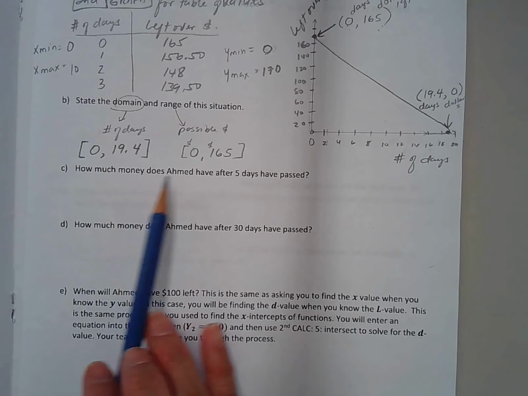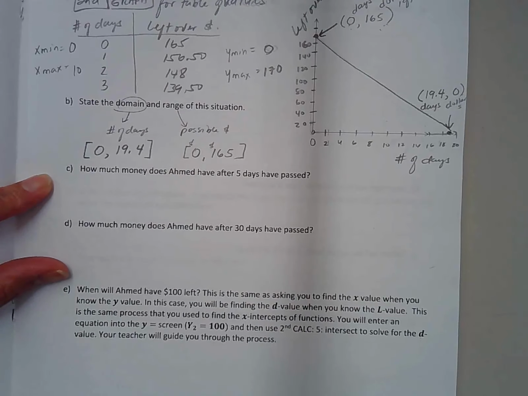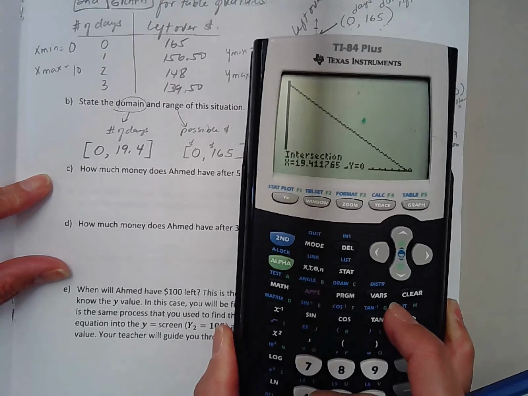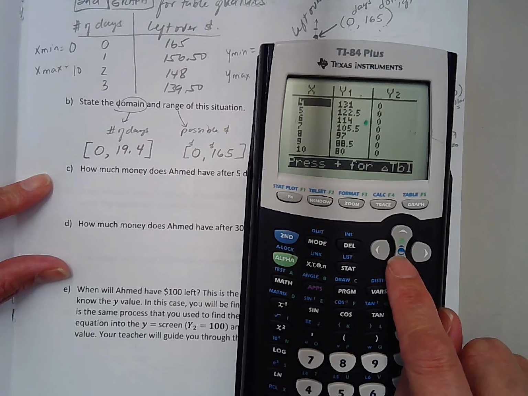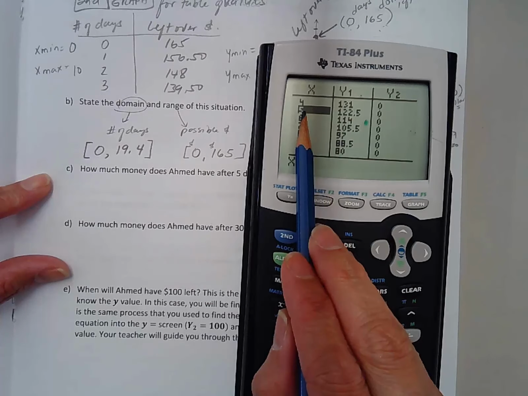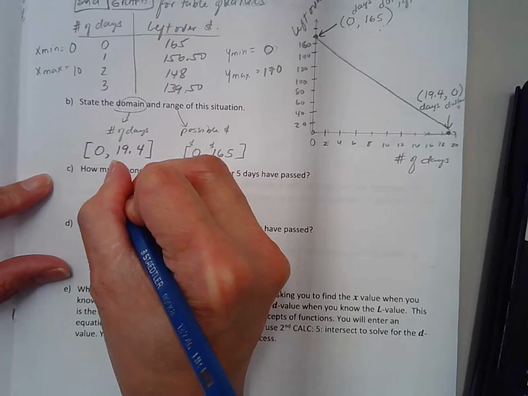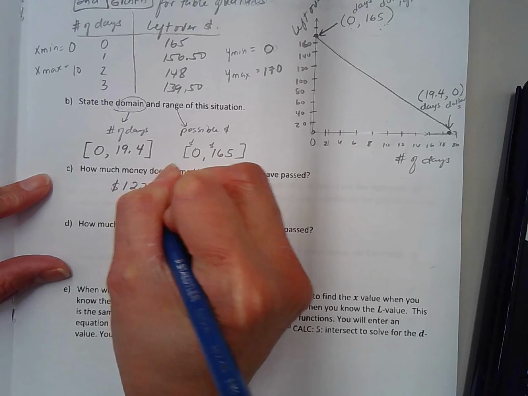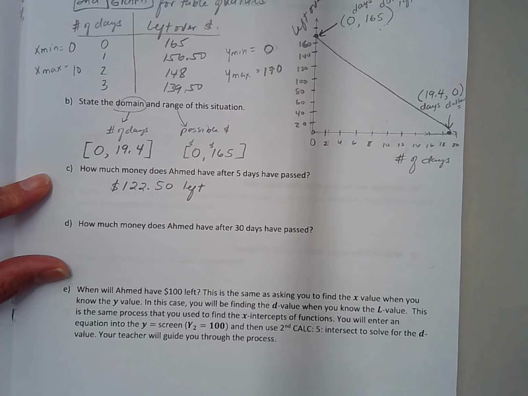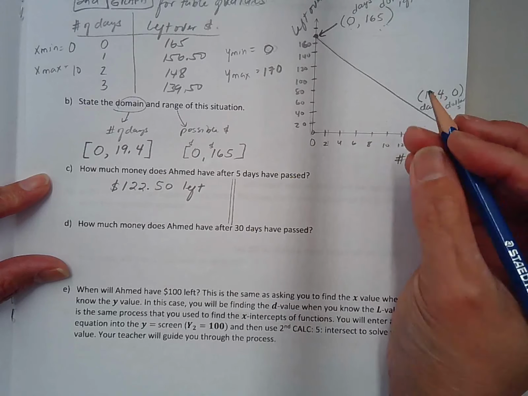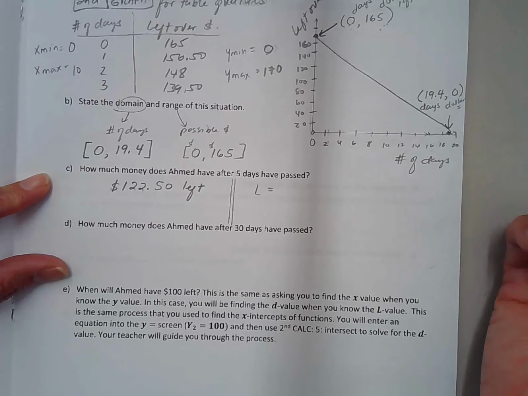How much money does he have after 5 days had passed? So how can we figure that out? Yeah, you could do the second function table, right? And you can go down the arrow, and then you can see here, at 5 days, he's going to have $122.50 left. Could we also do 165 minus 8.5 times 5? Yeah, absolutely. If you really like the algebra part, you could certainly do this part.